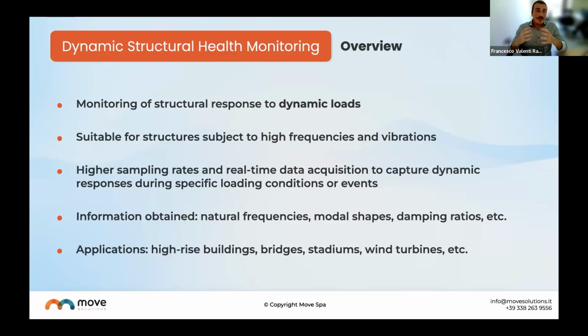When we talk about dynamic structural health monitoring, we can talk about applications like high-rise buildings, bridges, stadiums, wind turbines, and so on. All kinds of infrastructure that are most likely subject to huge vibration, also at high frequencies.